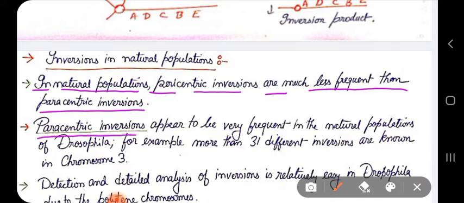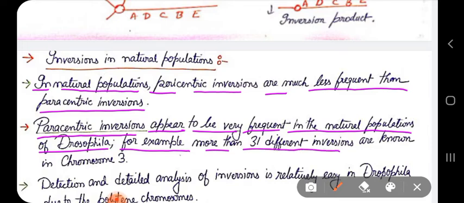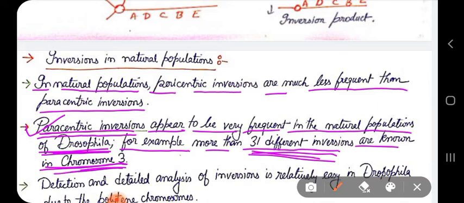Paracentric inversions appear to be very frequent in natural populations of Drosophila, the fruit fly. For example, more than 31 different inversions are known in chromosome number 3. So most often we find paracentric inversions, the inverted segment without a centromere. We have seen this especially in Drosophila melanogaster, which has 31 different types of paracentric inversions within chromosome number 3 only.